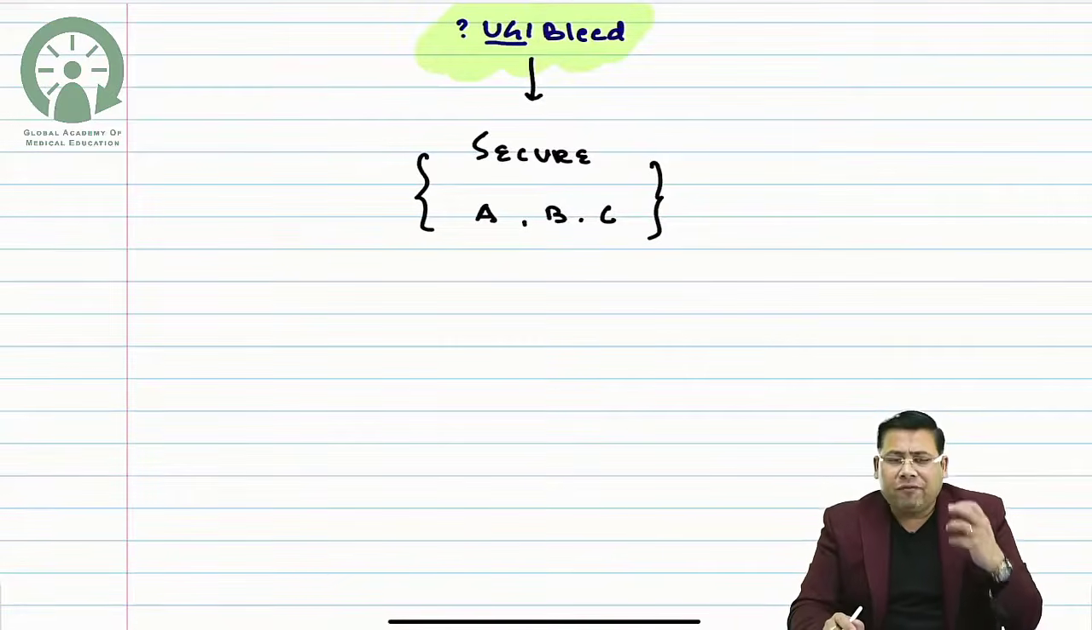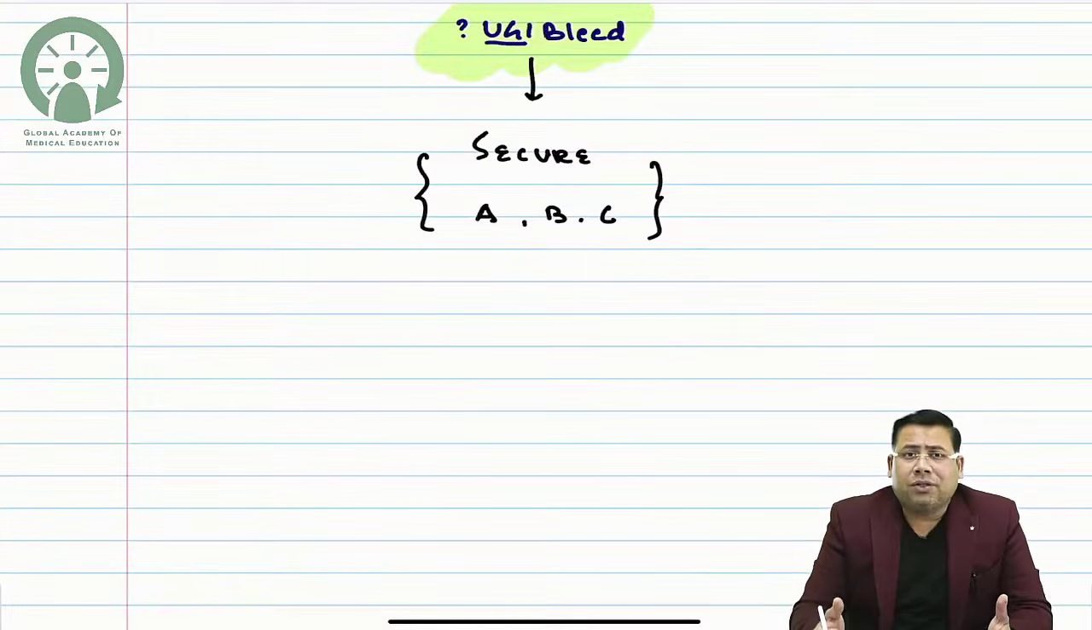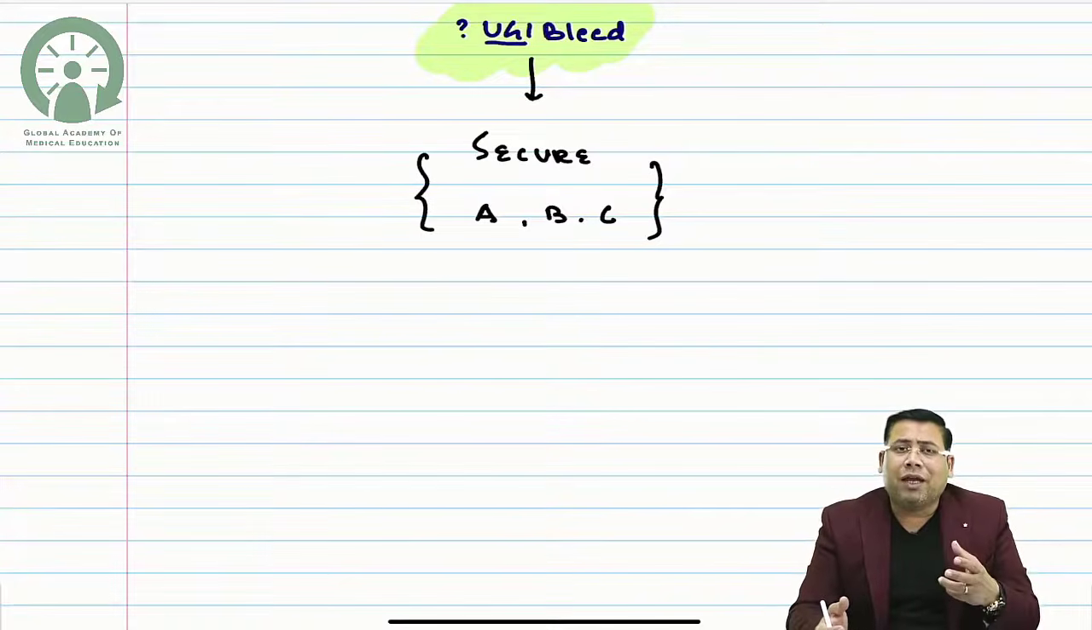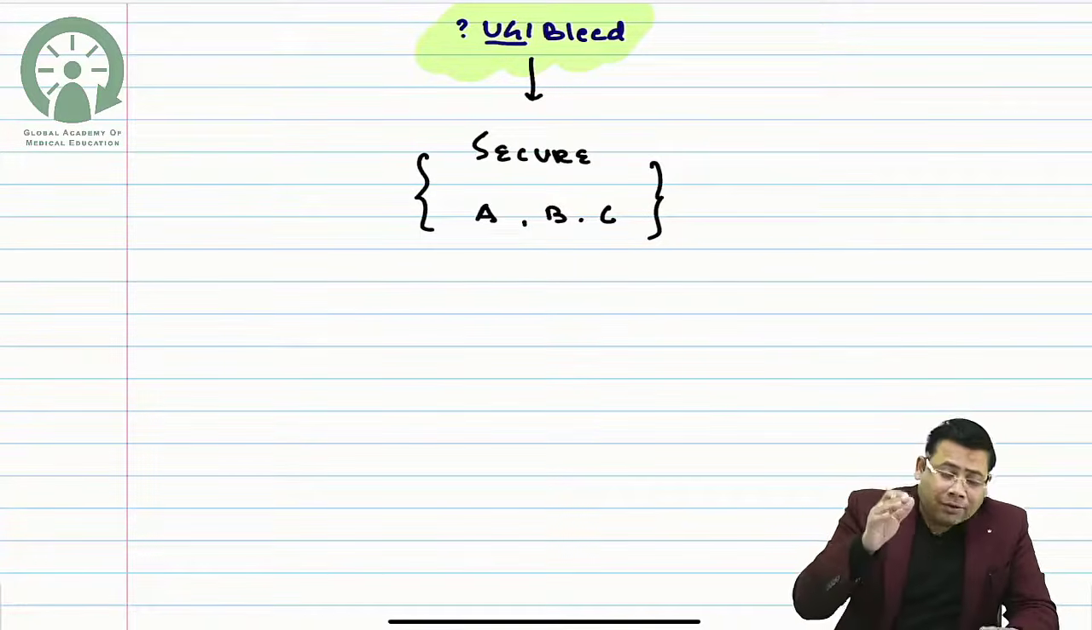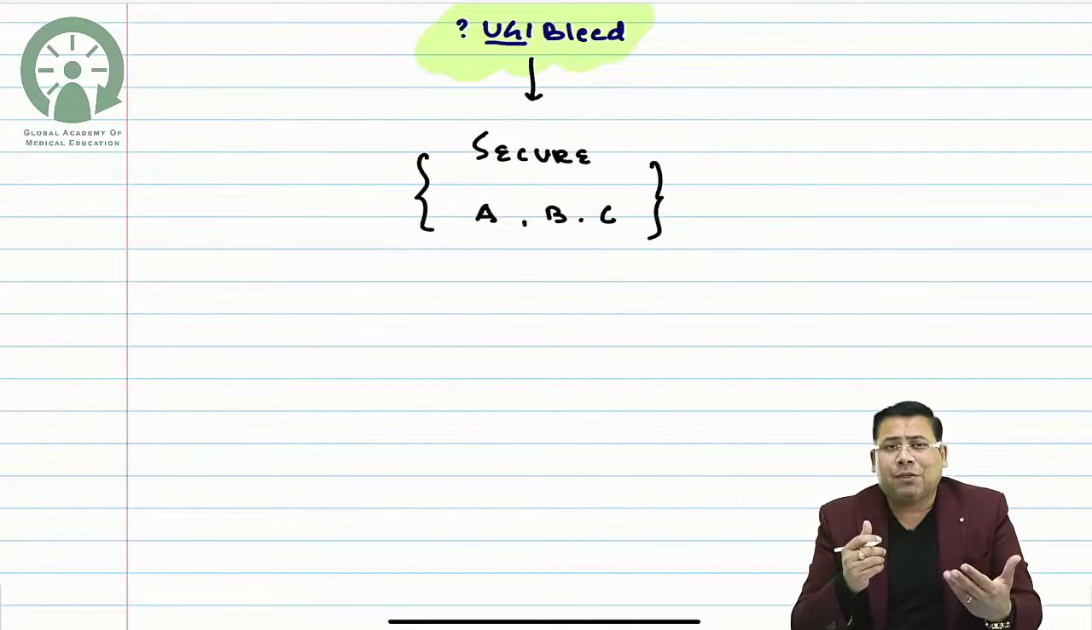Now this is very important. Airway, breathing and circulation. Now what is the concept of this airway, breathing and circulation part? Let us try to understand. This is very important, because whenever there is upper GI bleeding, the cause of bleed is important, but more important is to secure the airway, because there is risk of regurgitation as well as aspiration.